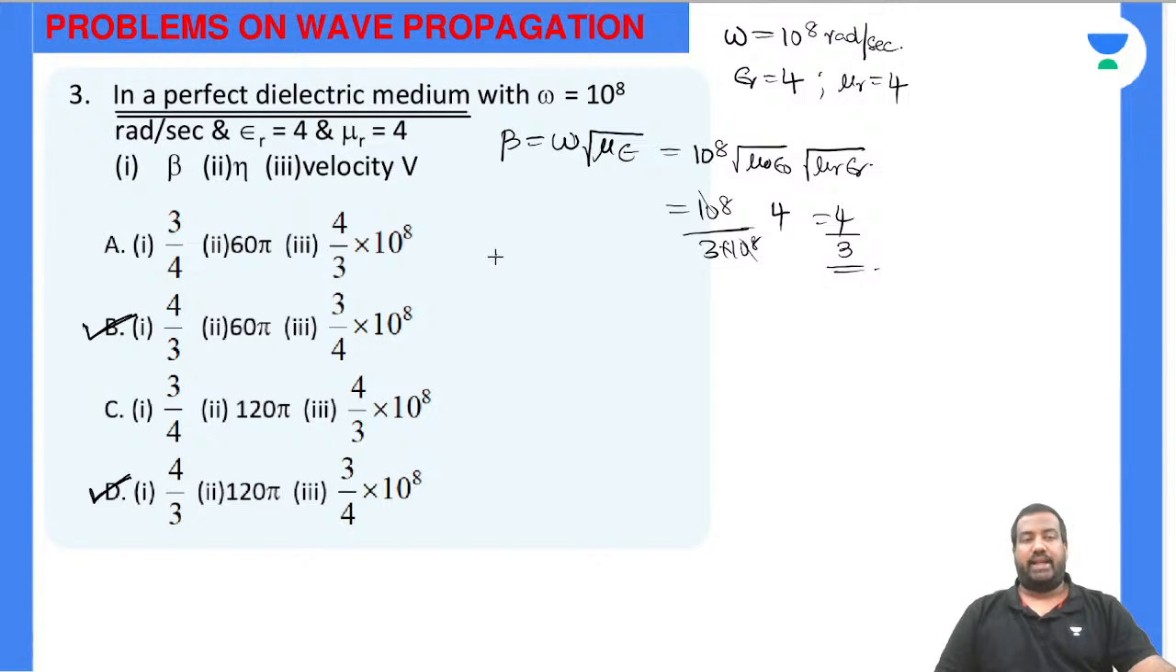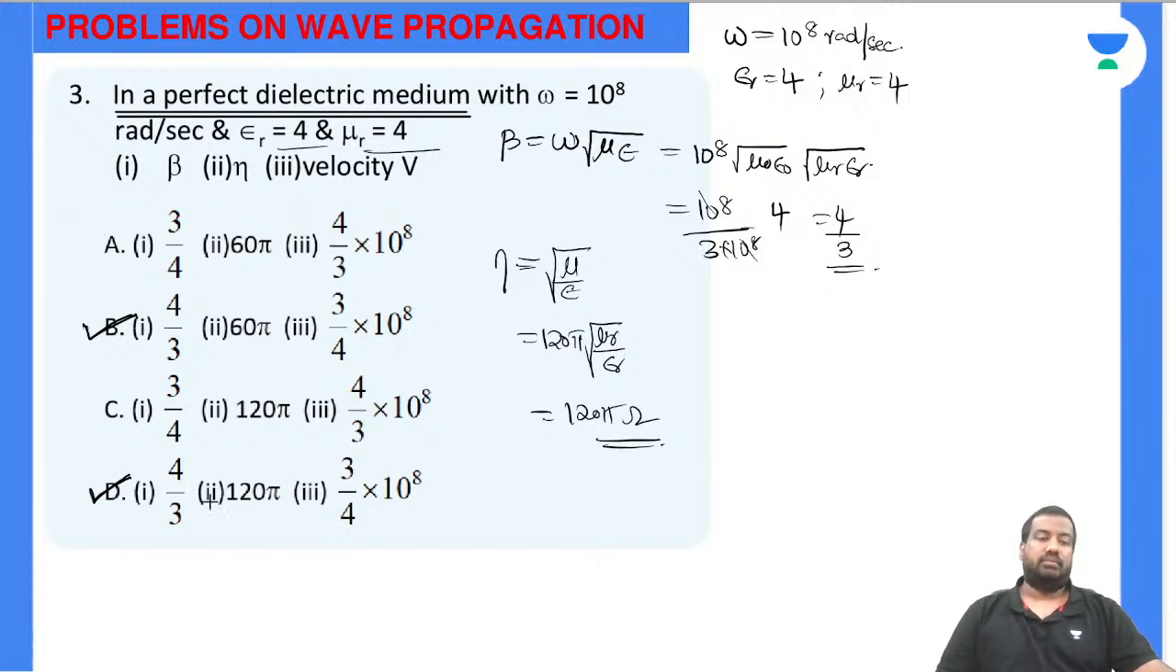Next, find eta. Eta is under root of mu by epsilon, 120 pi into under root of mu r by epsilon r. Mu r and epsilon r values are the same. So it is 120 pi ohm. Thereby it is 120 pi ohm.